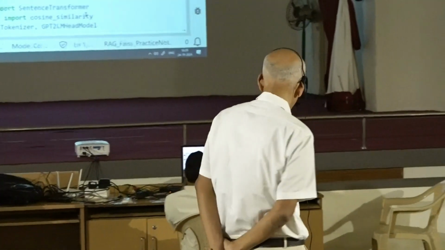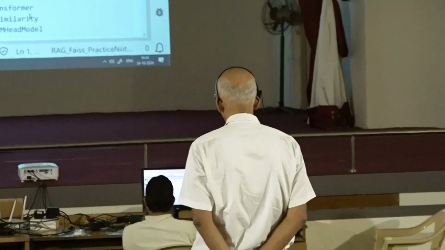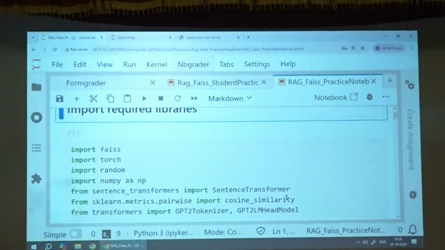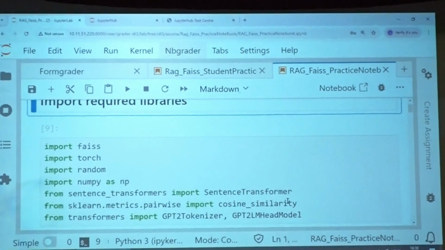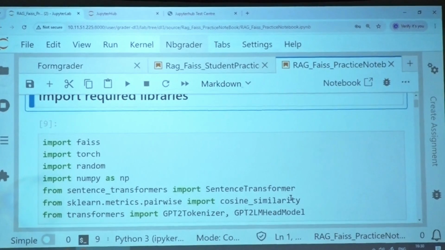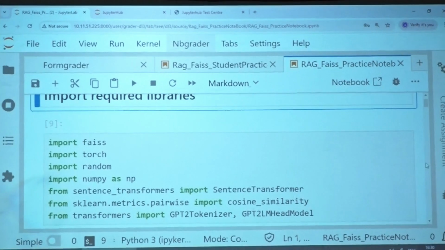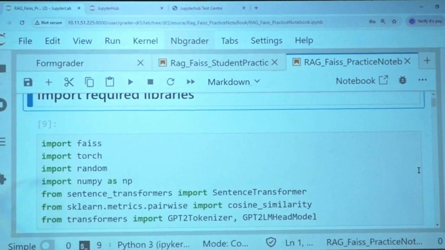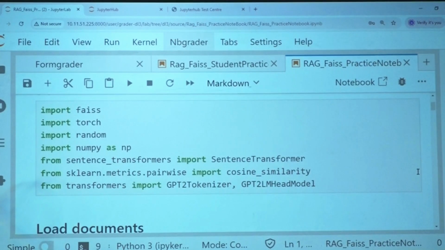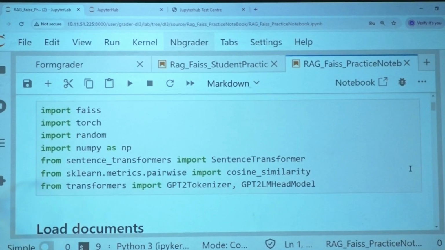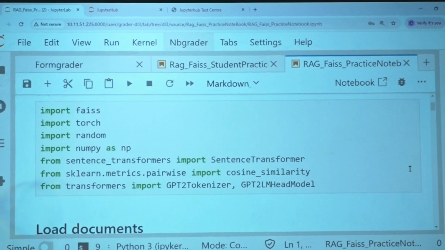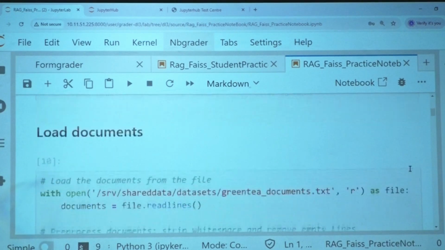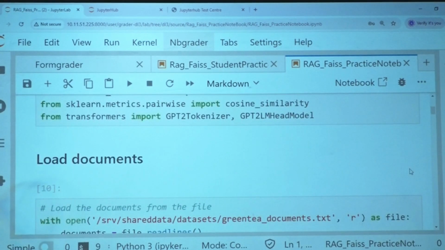So there is a sentence transformer. Then because you need some amount of cosine similarity for doing a similarity search, you need that. Then you need a tokenizer for tokenization and a GPT-2 head model. Perhaps if you're using a transformer, okay, I think from there you can get an embedding also. Okay, and you get an LLM model, some kind of LLM model.